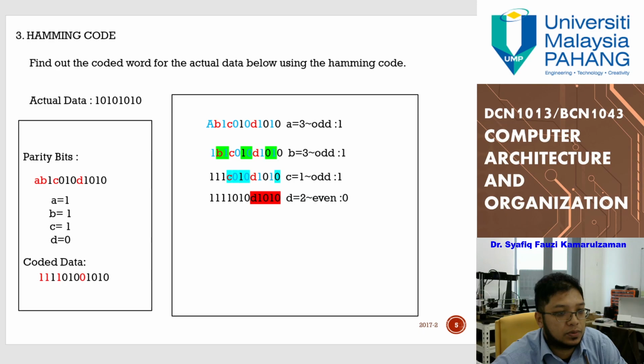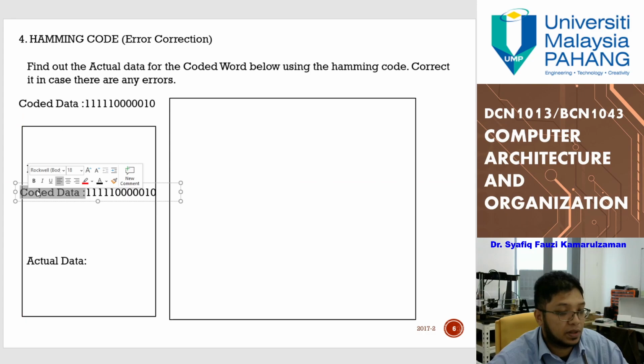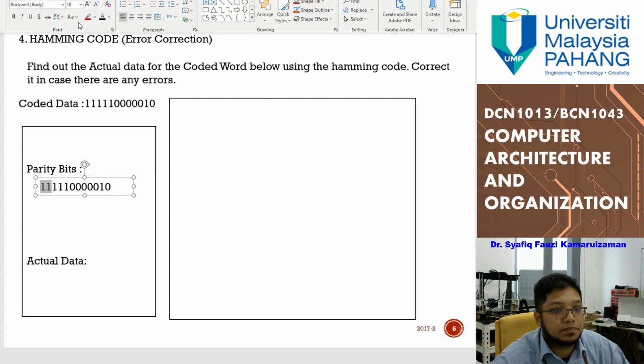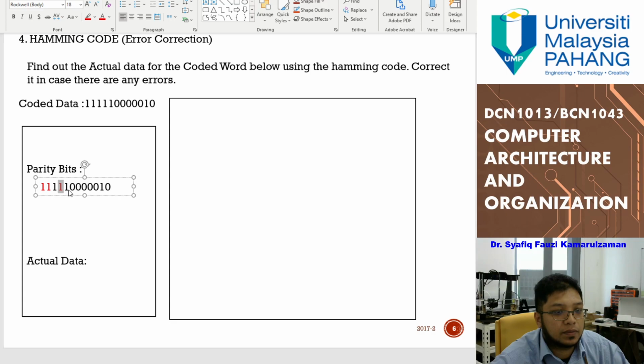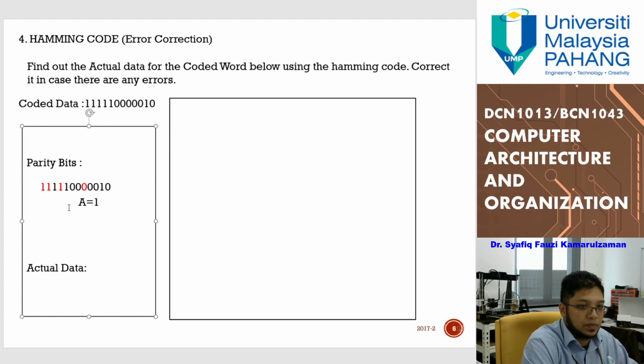Next we're going to do Hamming code again. You have coded data and you want to correct it into the correct answer. Let's take a look at the parity bits first. Which ones are the parity bits? This time we are going to do it backwards. So you have A equal 1, B equal 1, C equal 1, and D equal 0.